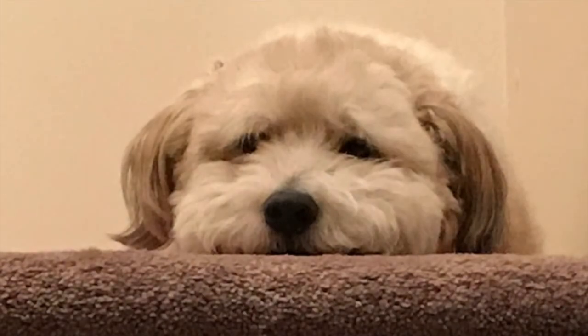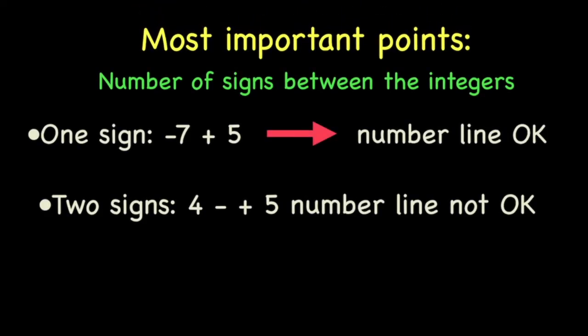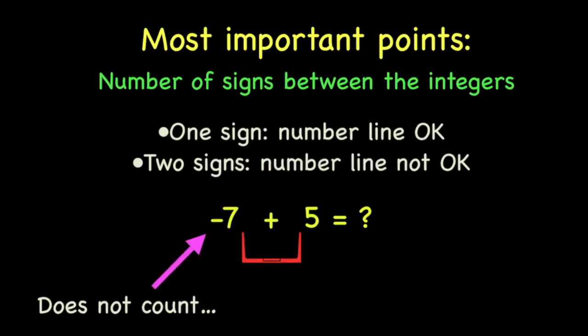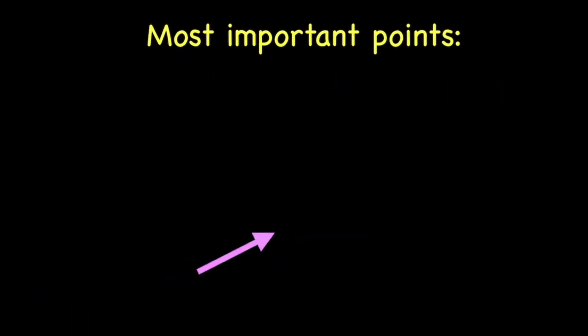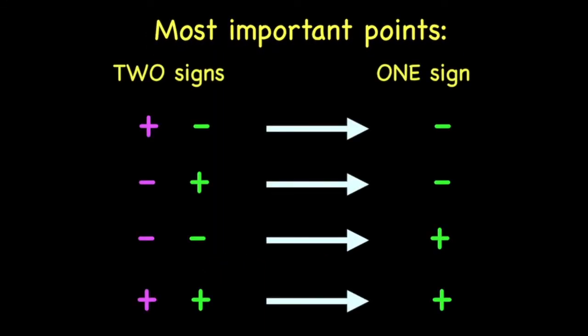So we are going to wrap up this video. And before we finish, however, I'd like to review the most important points. When there's only one sign between the integers, you can go to the number line. However, when you have 2 signs, you cannot go to the number line until these 2 signs are reduced to 1 sign. Again, when I'm talking about the number of signs between integers, I'm only talking about the space that's directly between the integers. Here are the rules.